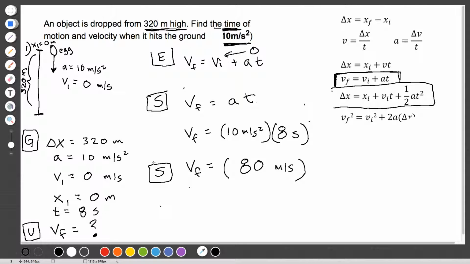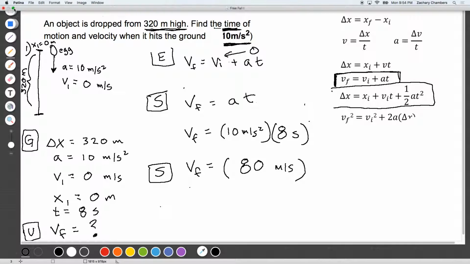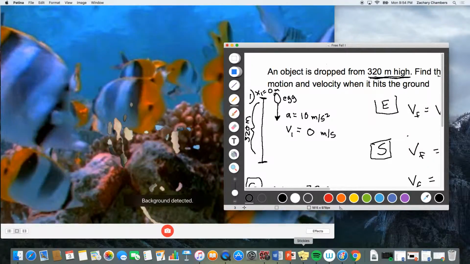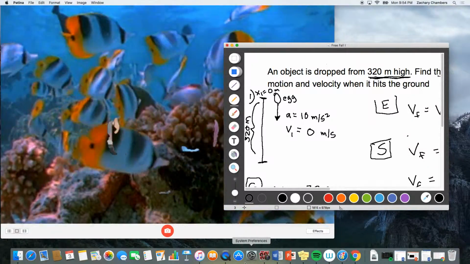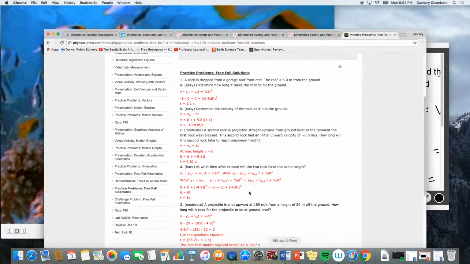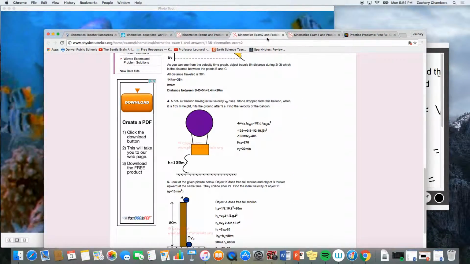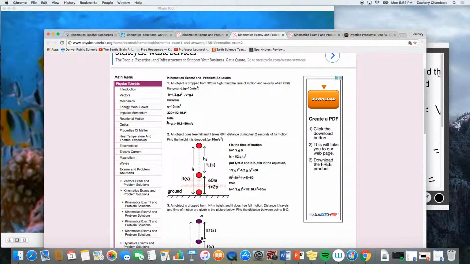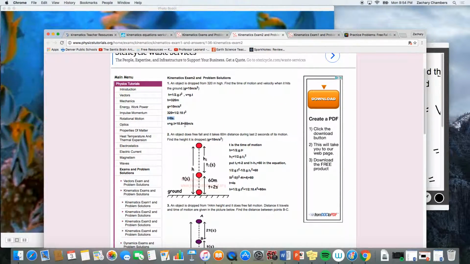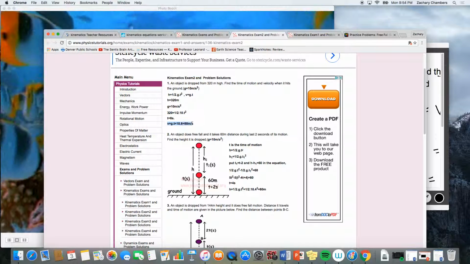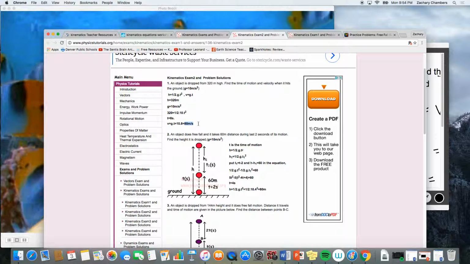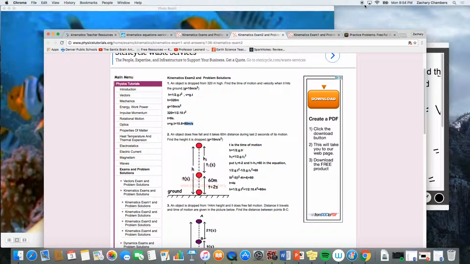So let's check to see if we got that correct. I pulled this off of a website. Oh, there go the fish again. Where was it? Okay, here we go. So I pulled this off of this website, and you can see here time equals 8 seconds, velocity equals 80 meters per second. Sweet! So we solved that one correctly.